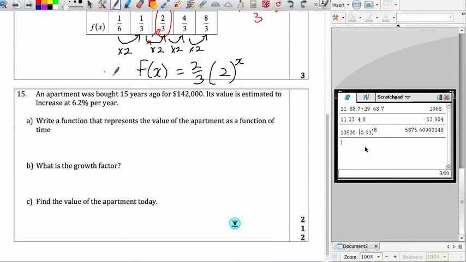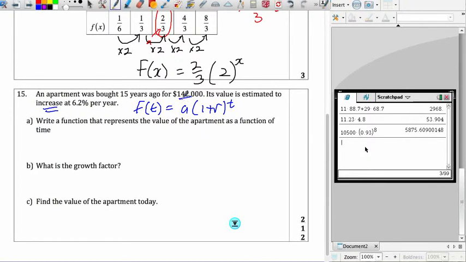Very similar to the previous one, only in this case the value of the apartment is increasing, and so we have exponential growth. Okay, so like I mentioned before, this function is going to be given by a times 1 plus r to the power of t. We are going to have to figure out exactly which parts of the given information fit into which pieces of the formula.